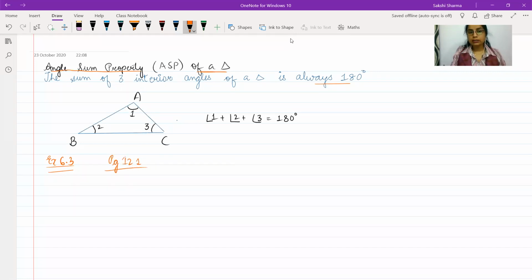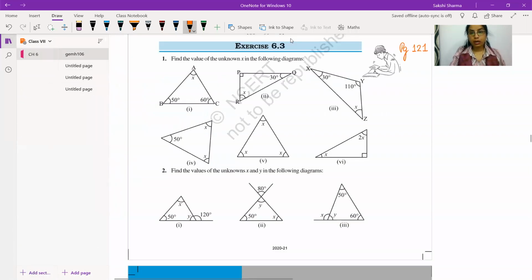Along with that, there is one question. If you take a look, question number 1 will be done by using angle sum property, whereas question number 2 will be done using all the properties that you have done till now from the chapter lines and angles. Ma'am, can you repeat? The first question will be done using angle sum property.